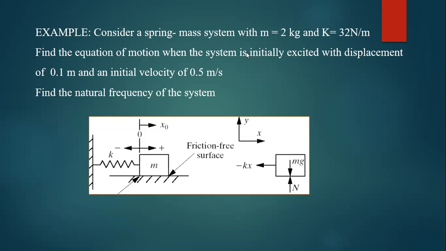Okay, so let's consider a spring mass system and take an example. The mass is 2 kilograms, and k is equal to 32 newtons per meter. Find the equation of motion when the system is initially displaced 0.1 meter with an initial velocity of 0.5 meter per second, and then find the natural frequency of the system.